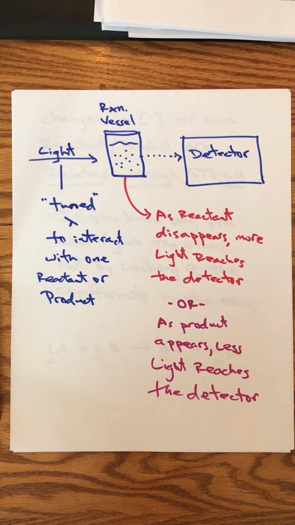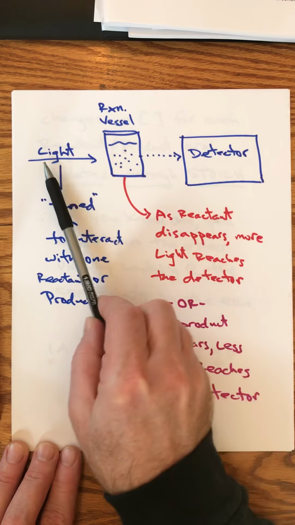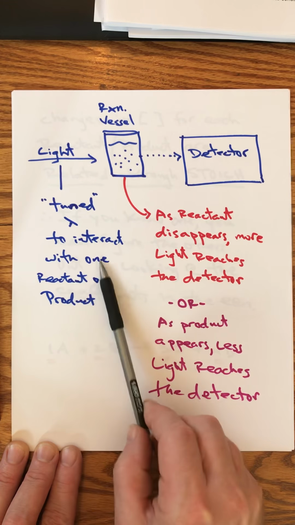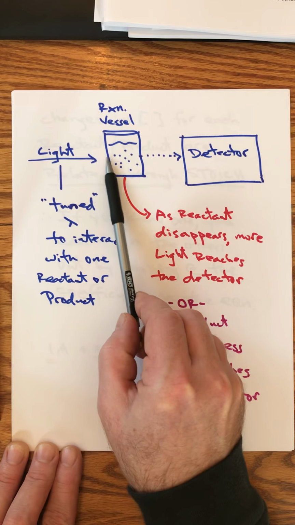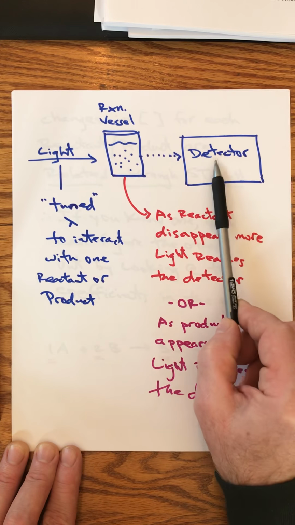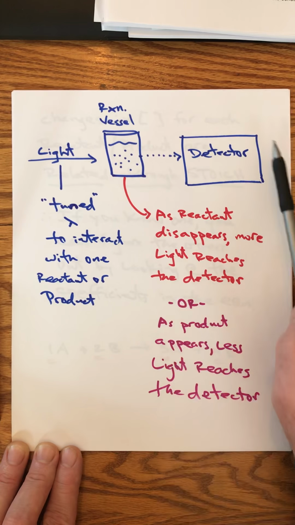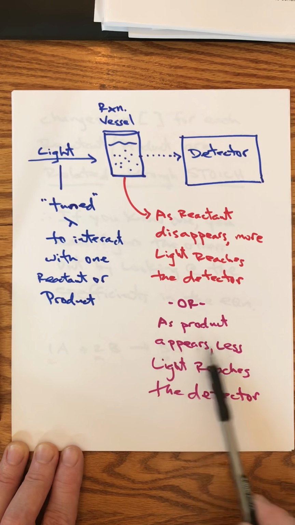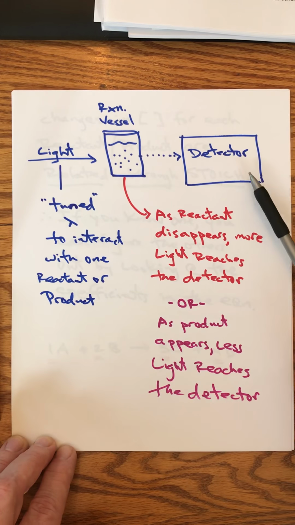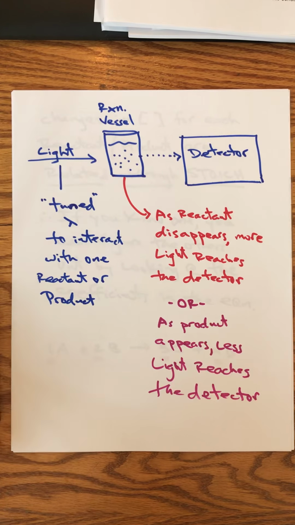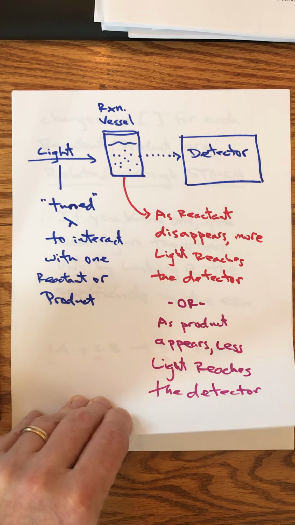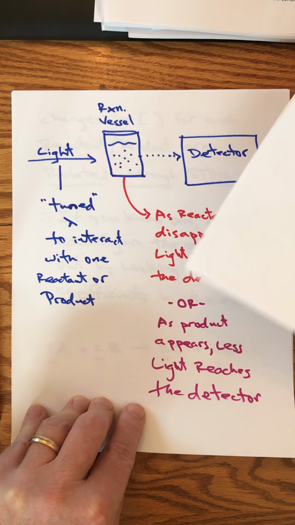So you've got your reaction vessel here, you put in your reactants, you've got your specially tuned wavelength of light to interact with your reactant or product. The light's going through the vessel and it's being detected on the other side. So if a reactant disappears, more light's going to reach the detector. And if a product is appearing, less light's going to reach the detector. And you measure the intensity of that signal over time, and that directly correlates to the rate of formation or the rate of using up, disappearing your reactant, forming your product.